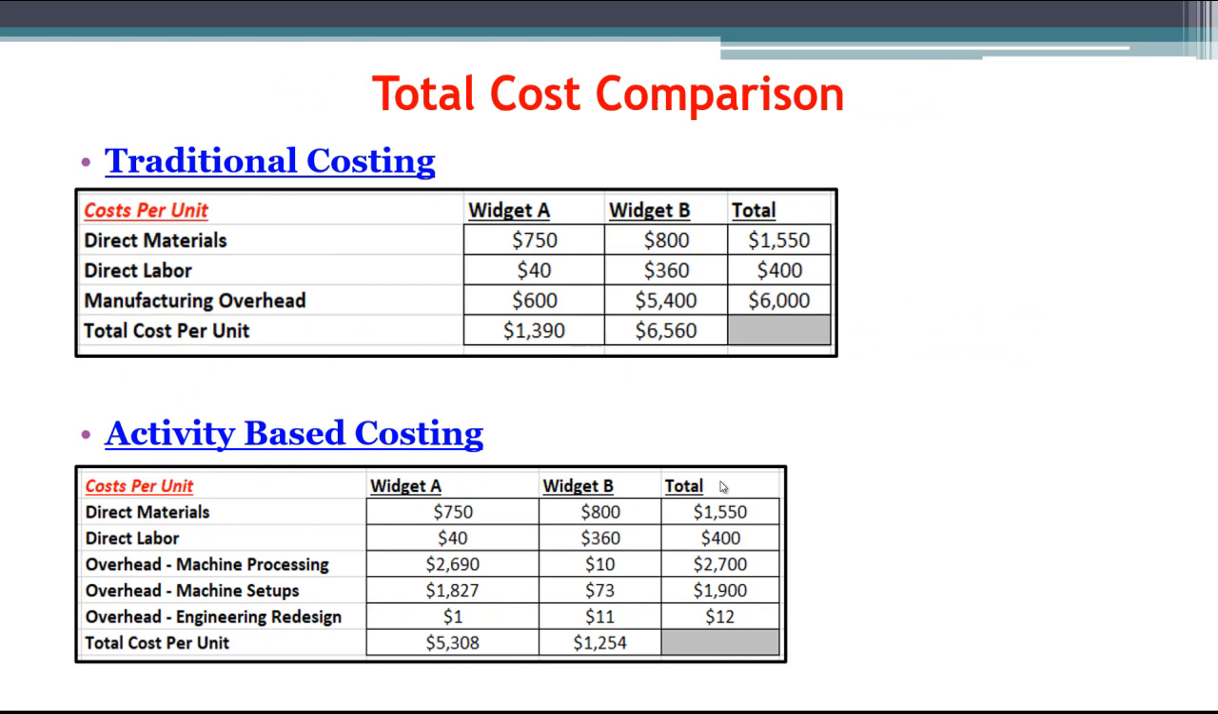So now, if we take a look at what we did under traditional costing, remember we had the labor, material, and all the overhead. We just had one overhead pool. So we'll take a look at this. The total cost of widget A was $1,390. Widget B was $6,560.